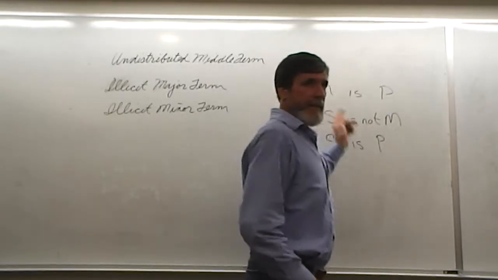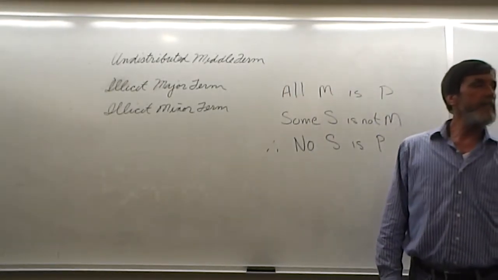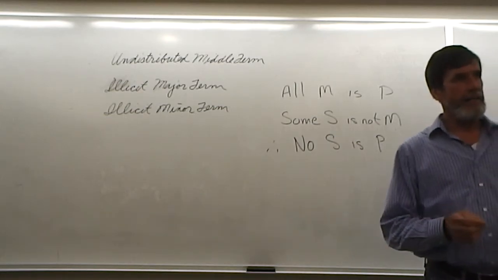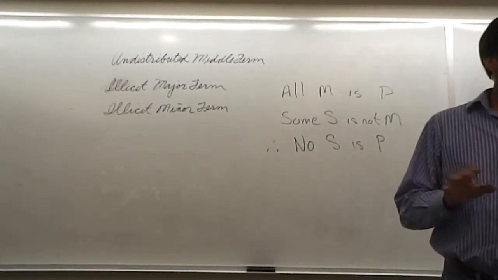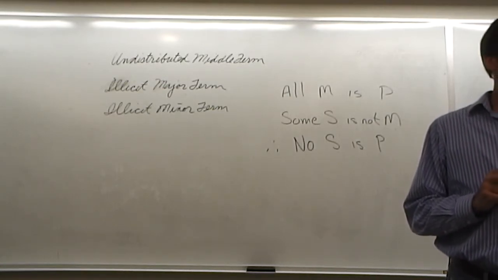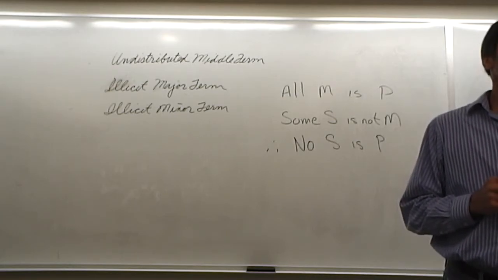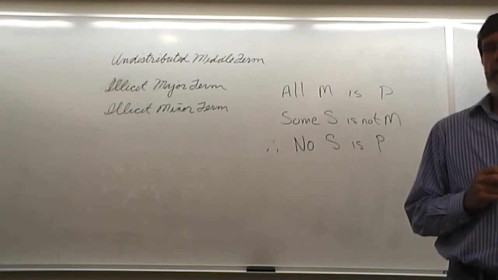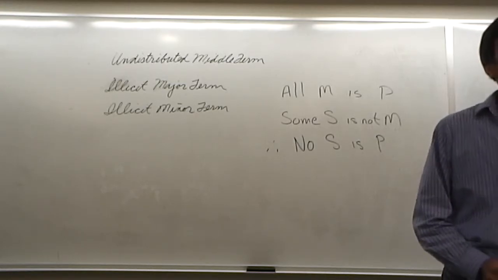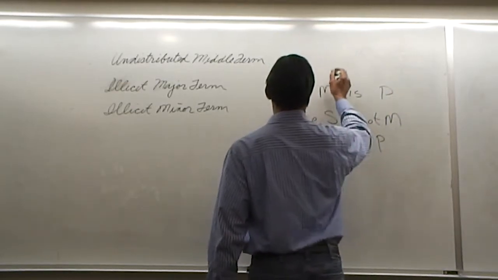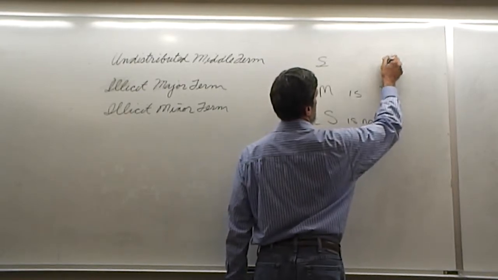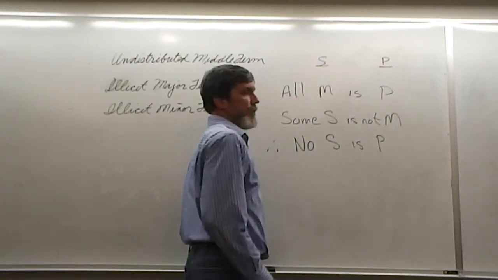You'll notice that I distributed the middle term in both premises. The rule says that in every valid categorical syllogism, if a term is distributed in the conclusion, then it must be distributed in its premise. So again, in order to detect either of these fallacies, you have to know when a term is distributed and when it is not. That's the subject of each of those propositions. That's the predicate of each of those propositions.